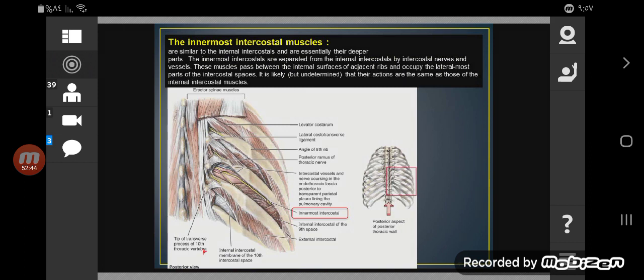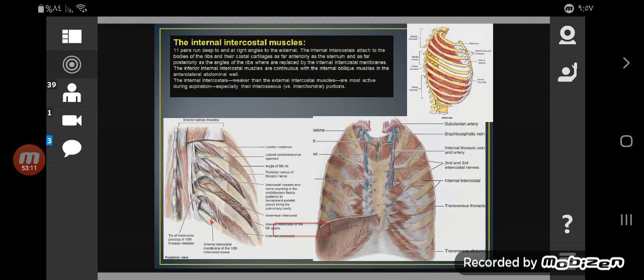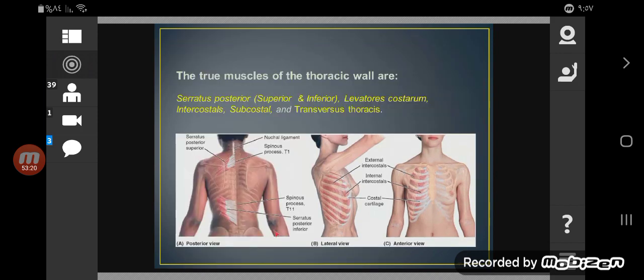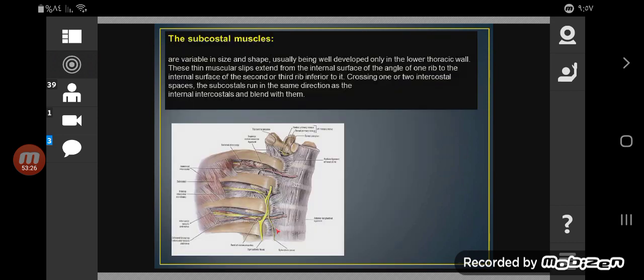All right, I'll show you another picture. This is the internal intercostal muscle. Okay, and this is the innermost intercostal muscle. As you see in this picture, the intercostal nerve is between the two of them. All right, and the next muscle is the subcostal muscle. Subcostal is found. All right, it's a better picture. The subcostal muscle is actually found in the lower part of the thorax.